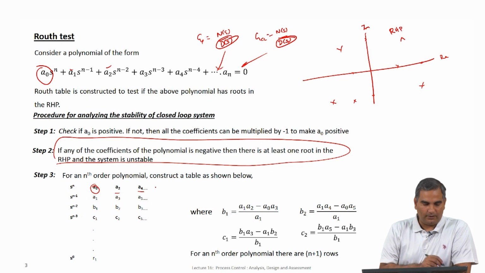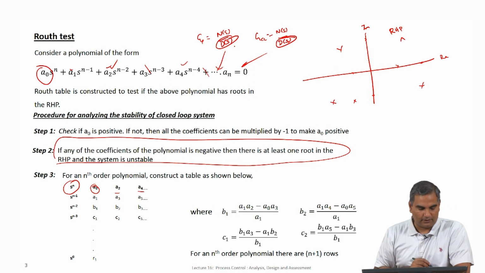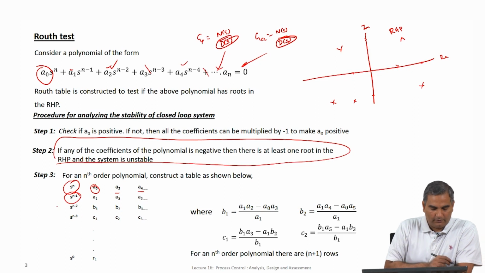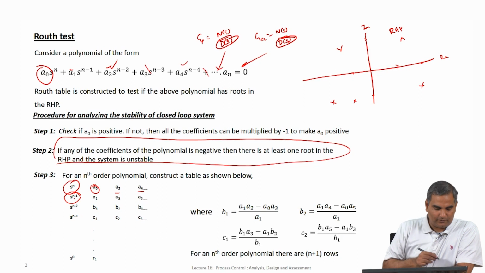So, take the first one and put the corresponding power here, then leave one term, go to the next term, leave the next term, and so on, and you keep filling it till you run out of terms. In the second row you put s power n minus 1 here. So, if this is a fifth order polynomial, this will be s power 5, this will be s power 4. This is just to show you how many rows will come in. You are not going to really use this anywhere, you are going to only use these numbers here.